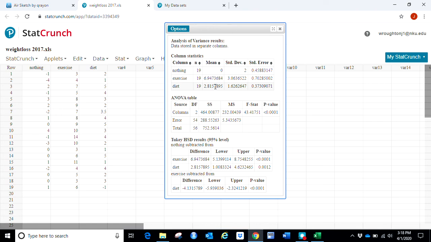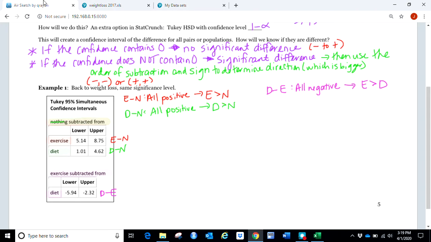Now that we have those directions, and so we know which ones are bigger, let's actually go through and interpret these. So now I know that exercise is greater than nothing, dieting is greater than nothing, and exercising is greater than dieting. These numbers are also useful for me, though, because they tell me how much more weight I lose with one than the other. So let's actually interpret all three confidence intervals together.